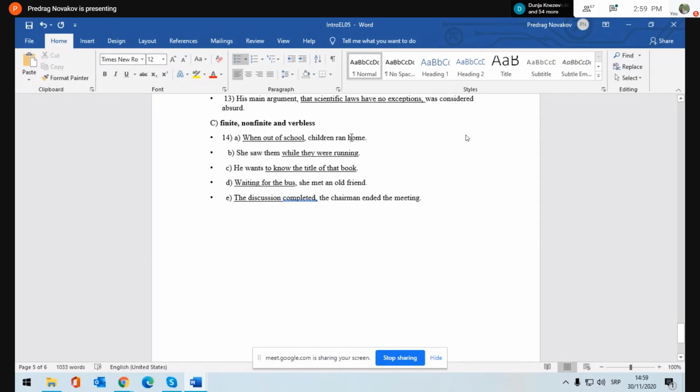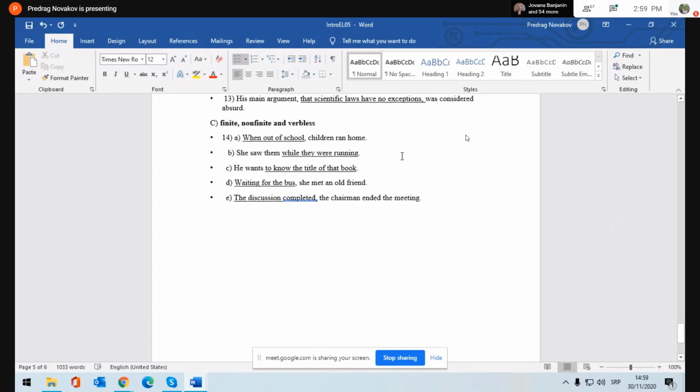With were running, you can even see the person. This is plural. They were running. So again, finite clauses, they show tenses. Sometimes they can show person and number, but not always in English. So the most important thing is tenses. You can see the tenses. Non-finite verbs, bezlične, they do not show tenses. Non-finite clauses consist of present participle, past participle, or infinitive.